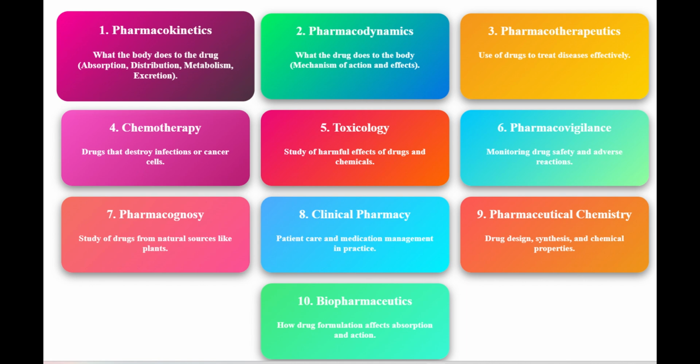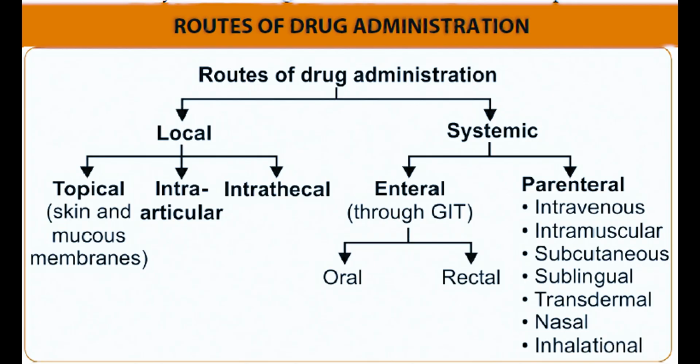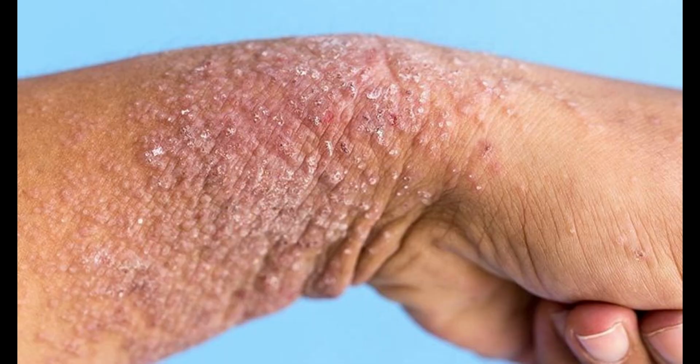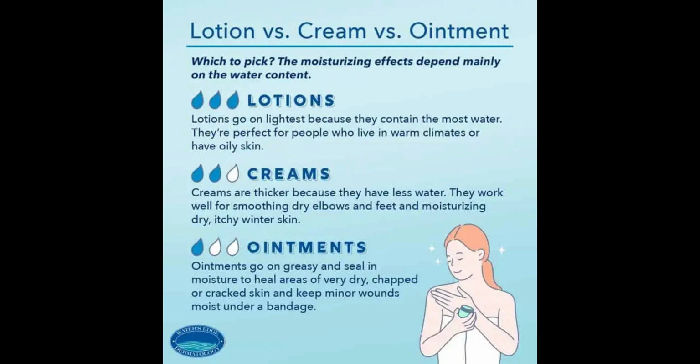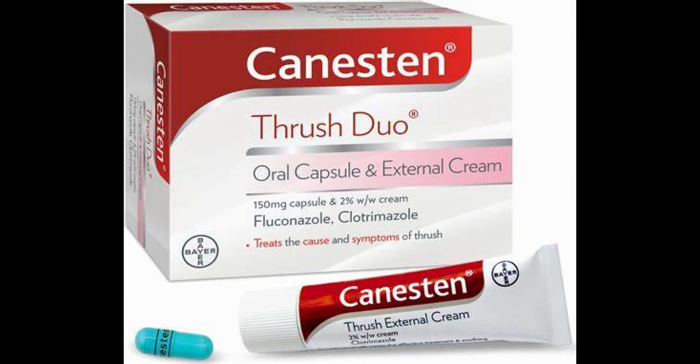Before we go deeper into the branches of pharmacology, let's look at how drugs are administered into the body. Drug administration routes are broadly categorized into local and systemic routes. Now, let's explore the local routes of drug administration, where drugs are applied directly to the site of action. The first one under the local routes is the topical route. Here, the drugs are applied to the skin or mucous membranes, like creams or ointments.